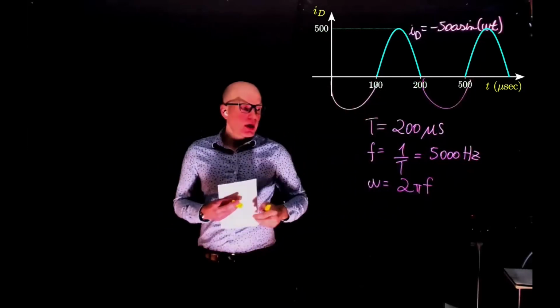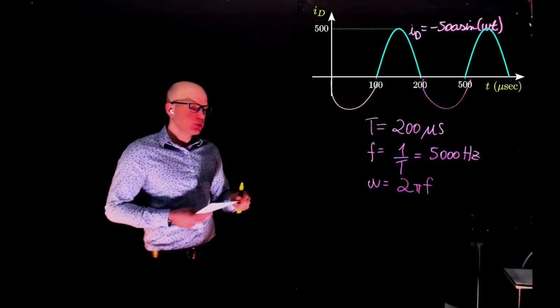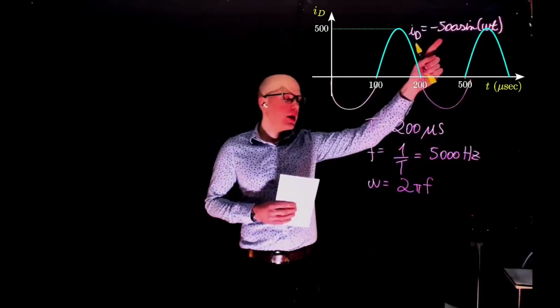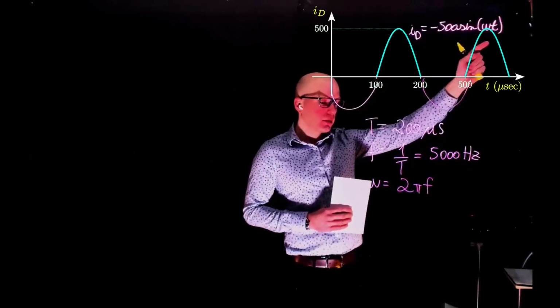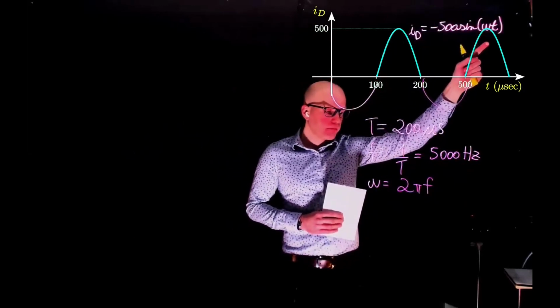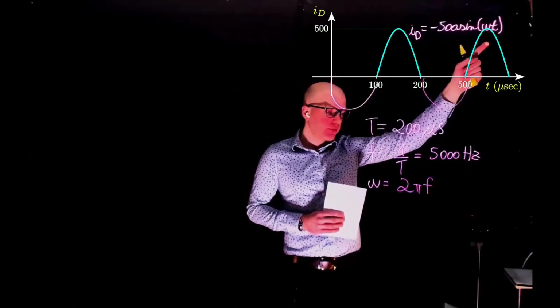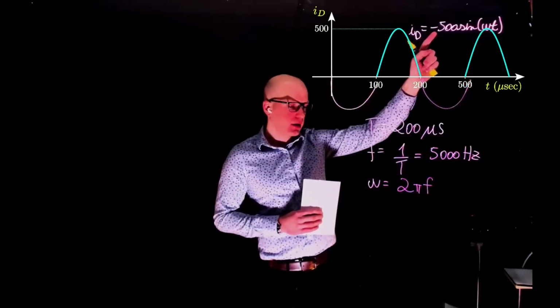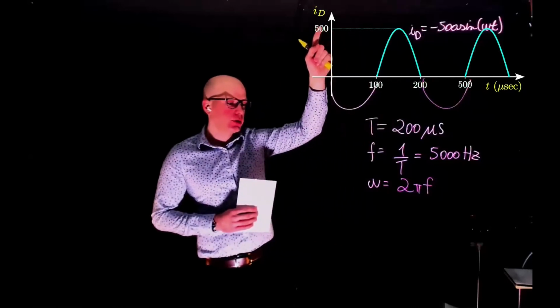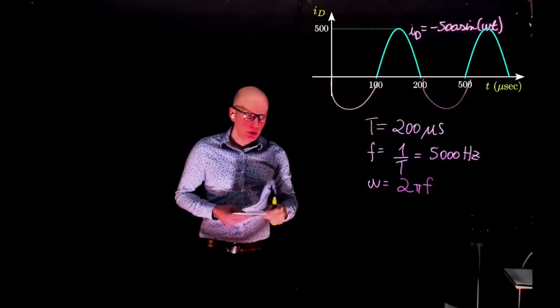Good. So now that we have this information, we know the period, we know the shape. Is it clear that ID follows this equation? Any question? You see where this is coming from? It's a sinusoidal waveform, but it's negative in the beginning, hence the negative sign. 500 is the magnitude given here.